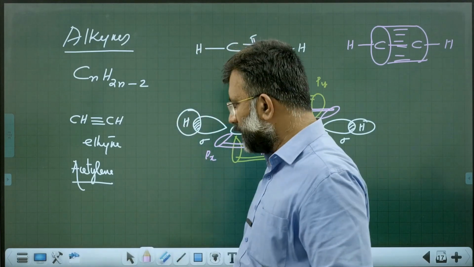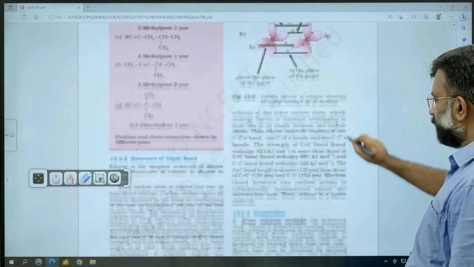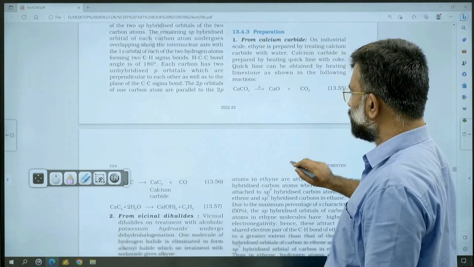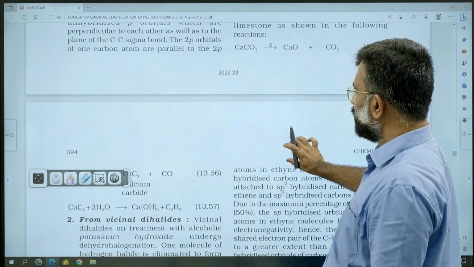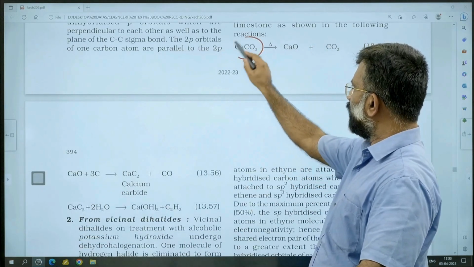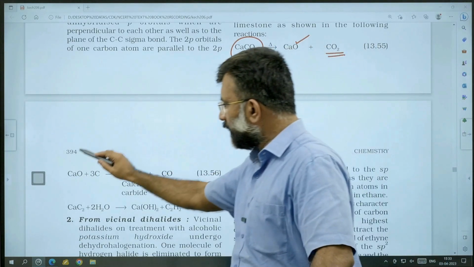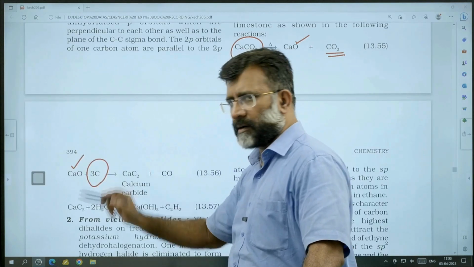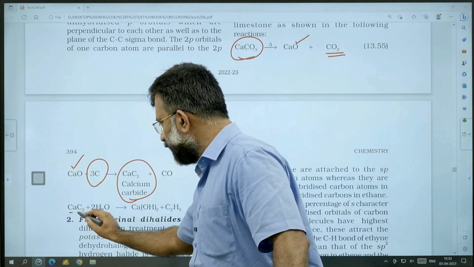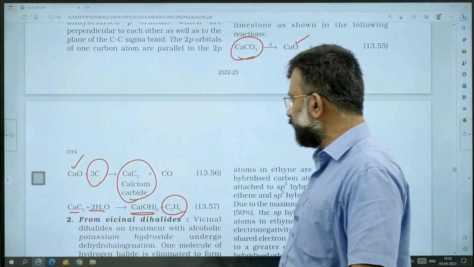Let's have a talk on methods of preparation of alkynes. Number one, from calcium carbide. How do we get calcium carbide? It's very simple. You can see the reactions, very popular reactions. Calcium carbonate upon heating gives calcium oxide and carbon dioxide. Now that calcium oxide, treated with carbon coke in red hot condition, gives calcium carbide. And calcium carbide upon hydrolysis gives calcium hydroxide and acetylene gas.